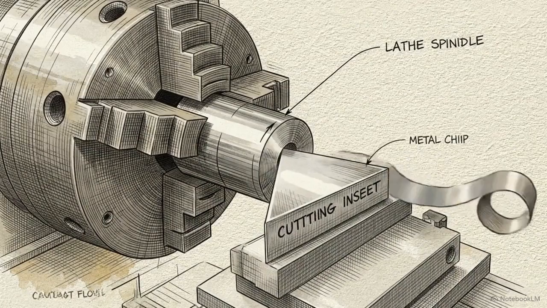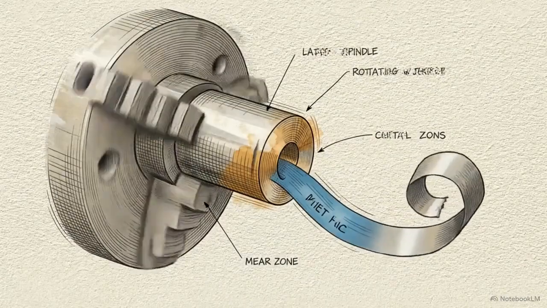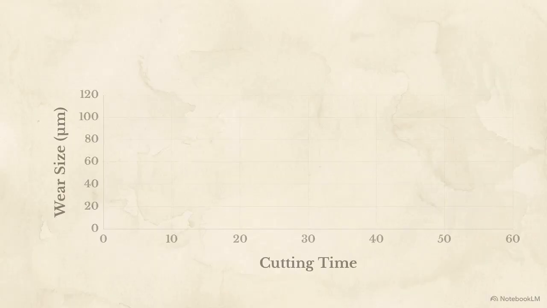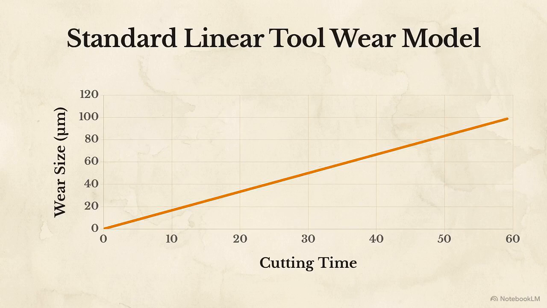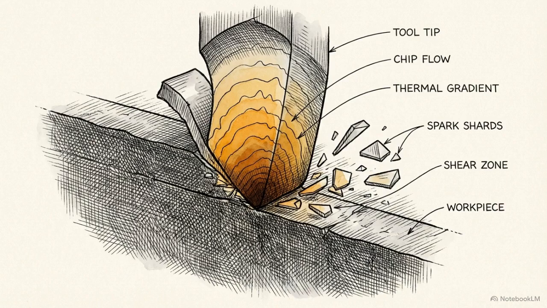At thousands of revolutions per minute, a pristine cutting insert shears away solid steel with predictable, exact resistance. This line graph plots the standard industry definition of tool life. It maps wear size against cutting time, treating tool degradation as a simple economic countdown timer. In reality, tool wear is a highly dynamic, independent variable.